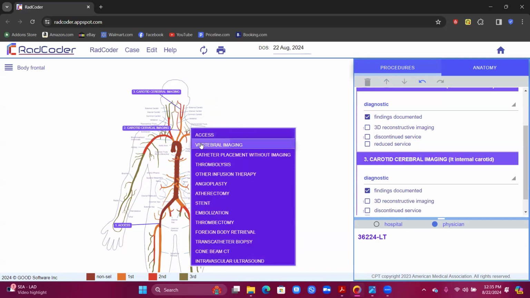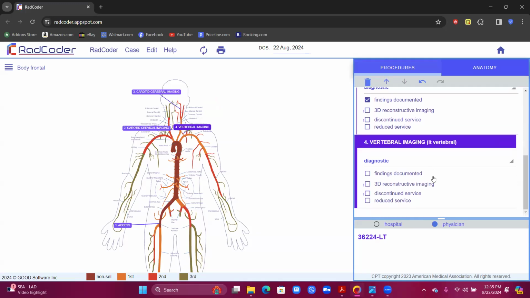And then we can come over into the vertebral, and I'm going to do a right click on the vertebral to do vertebral imaging. And then again, I would check the report from the physician to ensure that the findings were documented, and you'll see that it's going to report the appropriate code 36226. So this is just a brief overview of how Radcoder works.